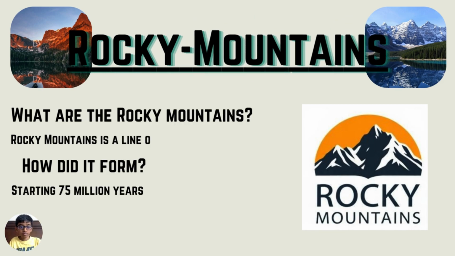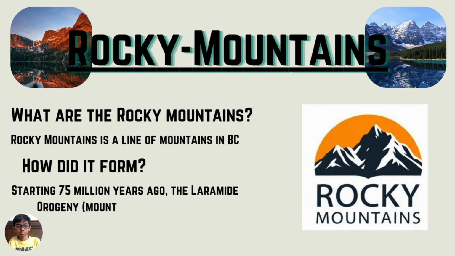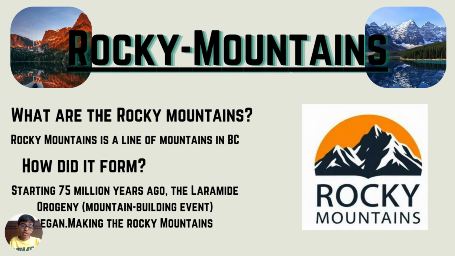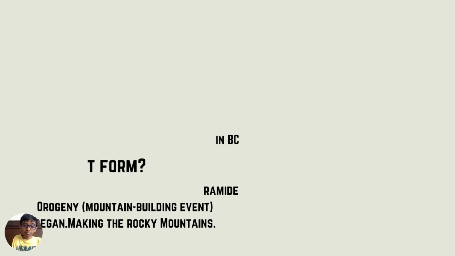Rocky Mountains. What are the Rocky Mountains? The Rocky Mountains are a line of mountains in BC. How did they form? Well, starting 75 million years ago, the Laramide orogeny mountain building event began, making the Rocky Mountains.